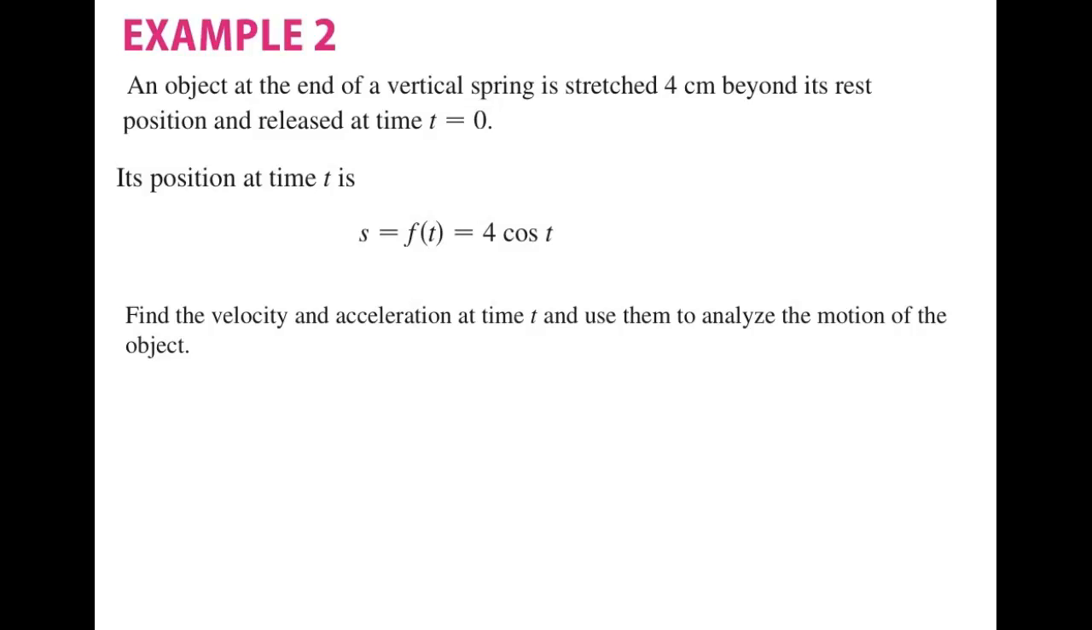So we have a situation where we have an object at the end of a vertical spring, and we stretch the spring basically downwards 4 centimeters beyond its rest position, and then we release it, right? And so what the object is going to do is bounce back and forth. And so its position at time t is given by the function 4 cosine t, which is a wave function. It's oscillating. And we want to find the velocity and the acceleration at time t, and then we'll use them to analyze the motion of the object.